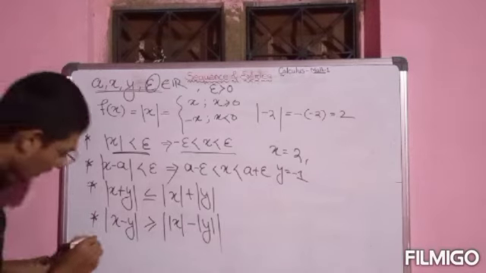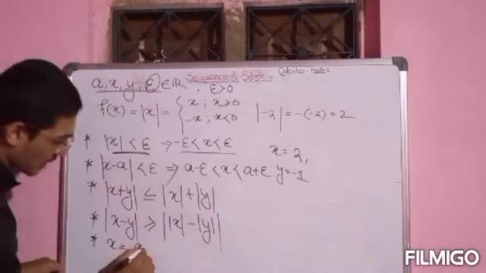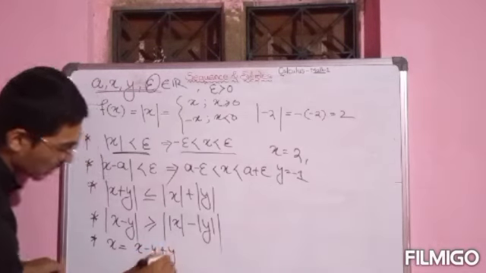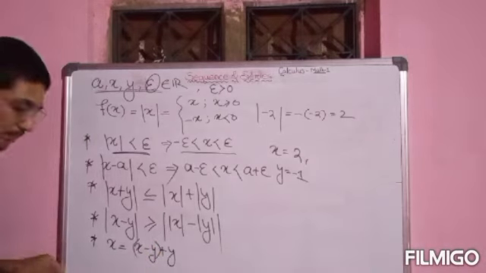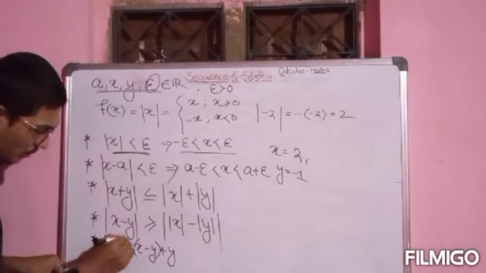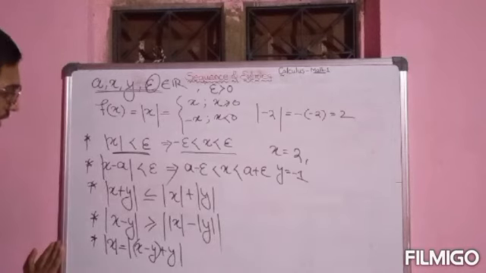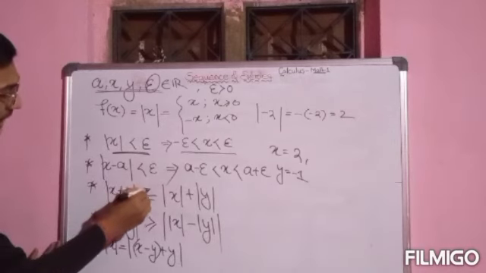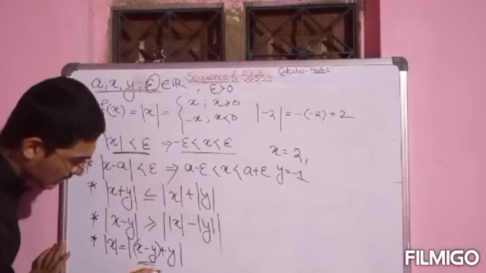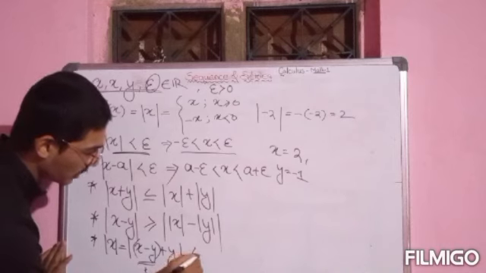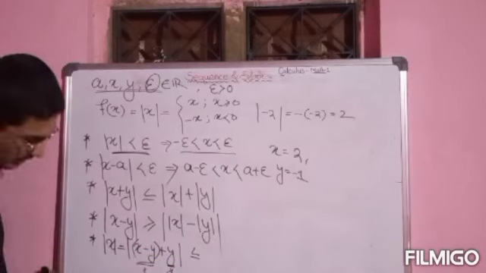Let's see another thing. Can I write x as x minus y plus y? Is there any problem? No, na? Okay. So what will be mod x? Mod x will be mod of this one. Just simply I put mod on both sides. See here, mod of x plus y is less than or equal to mod of x plus mod of y. I am considering such x and such y. So this will be less than or equal to mod of this one plus mod of this. Clear, na?